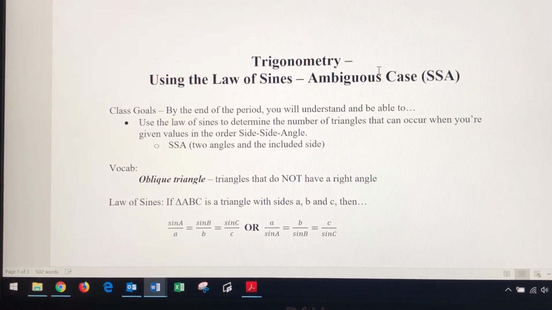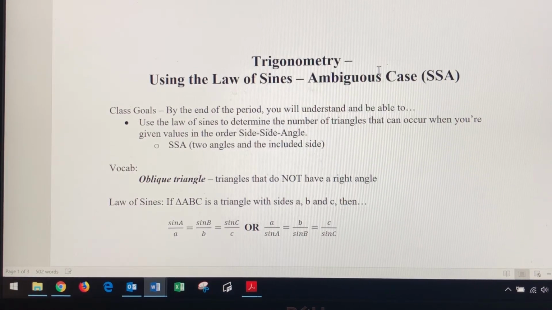So this video is about using the law of sines in the case that we're given information in the order side-side angle, okay? If you'll think back to geometry, we couldn't use side-side angle to prove triangles congruent, all right? But we can use information given in side-side angle format to solve triangles using the law of sines, and this is called the ambiguous case, okay?